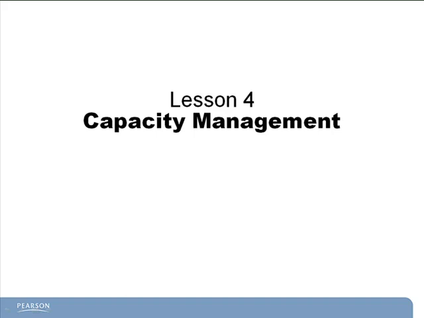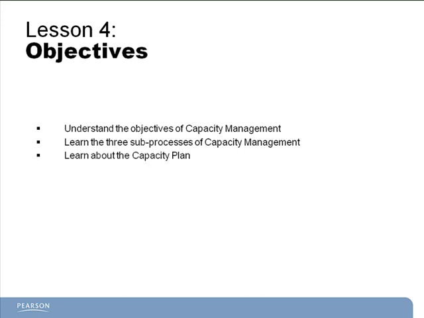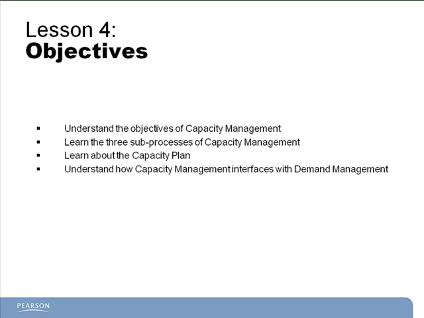Lesson 4 is our lesson on the process called capacity management, and it has 4 objectives. First, we'll learn about the main objectives of capacity management. Next, we'll learn about the 3 sub-processes of capacity management, as well as the capacity plan. And we'll finish up this short lesson with a quick word about how capacity management interfaces with demand management.